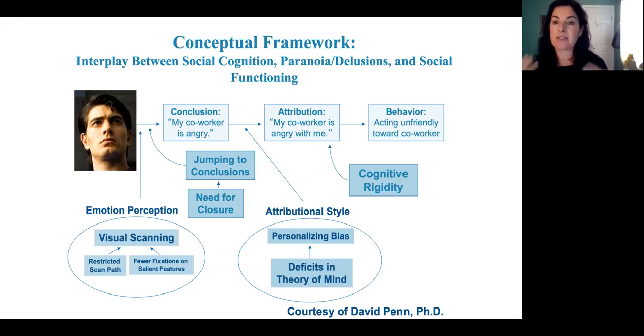The second piece is attributional style. And some of you may have heard about this from psychology textbooks early on, social psychology, things like that.